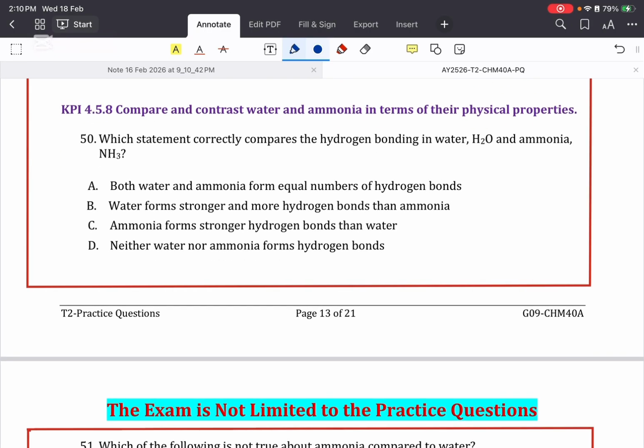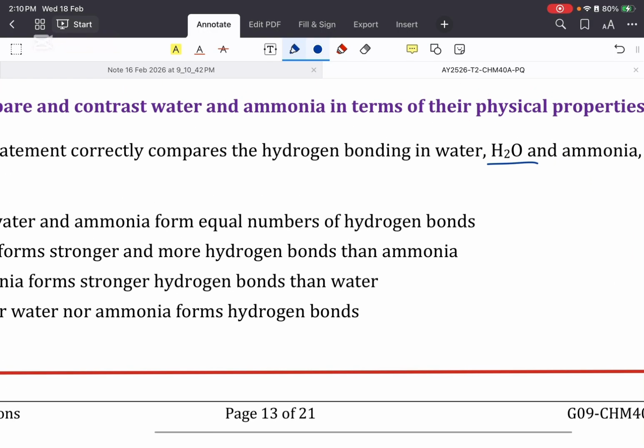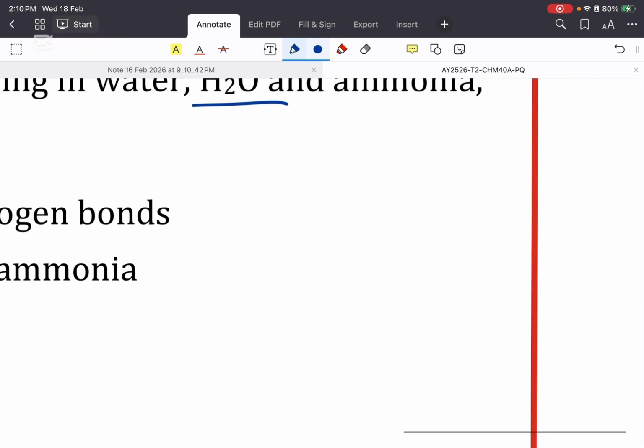Which statement correctly compares the hydrogen bonding in water and ammonia? Now, let's think about it this way. H2O and ammonia.